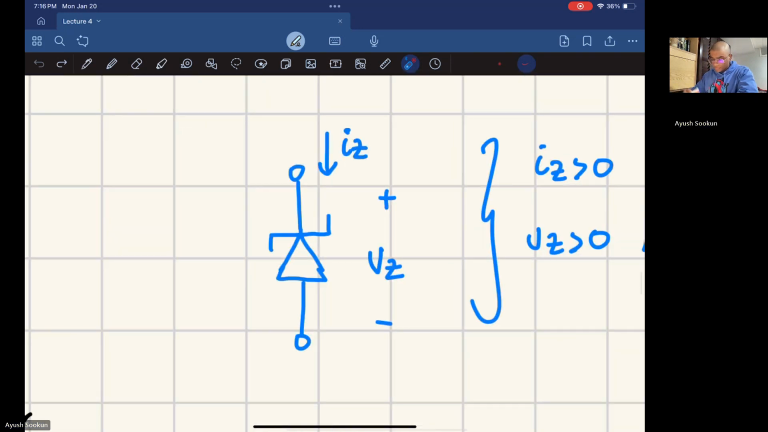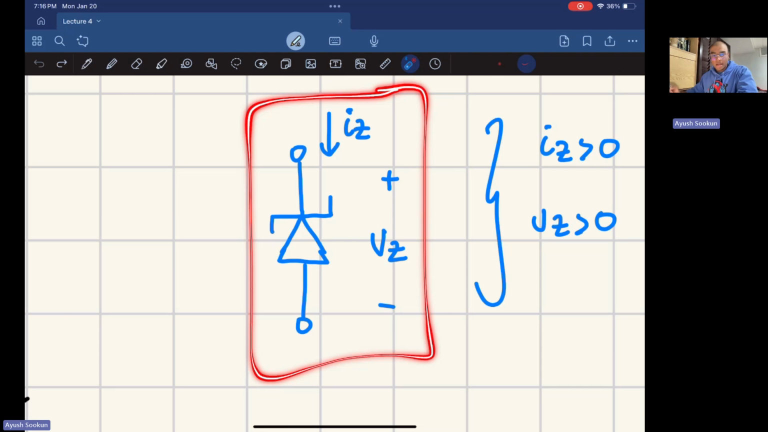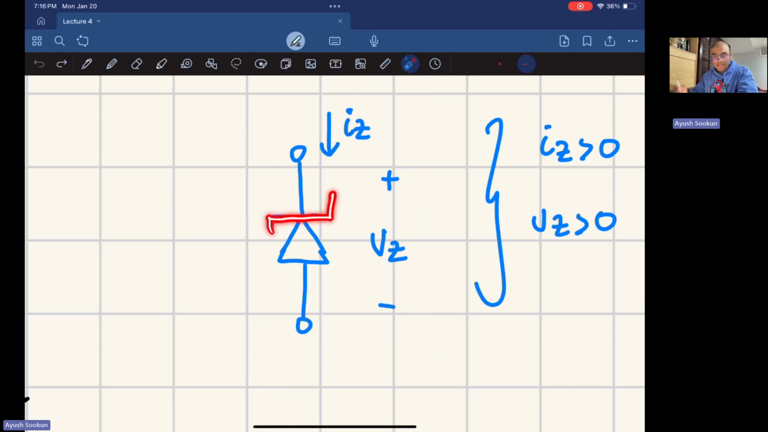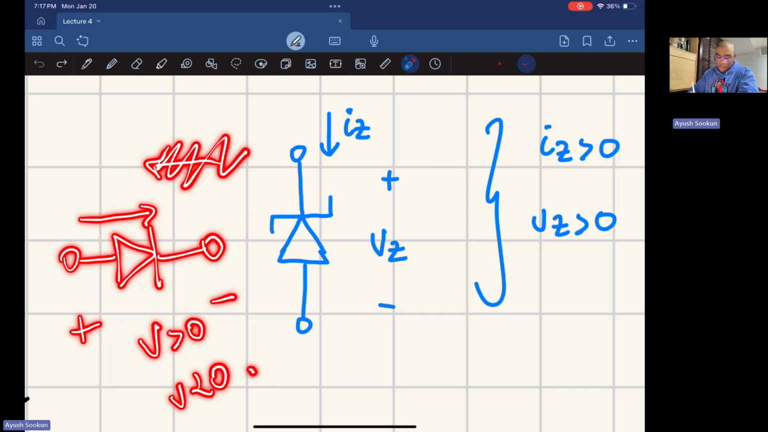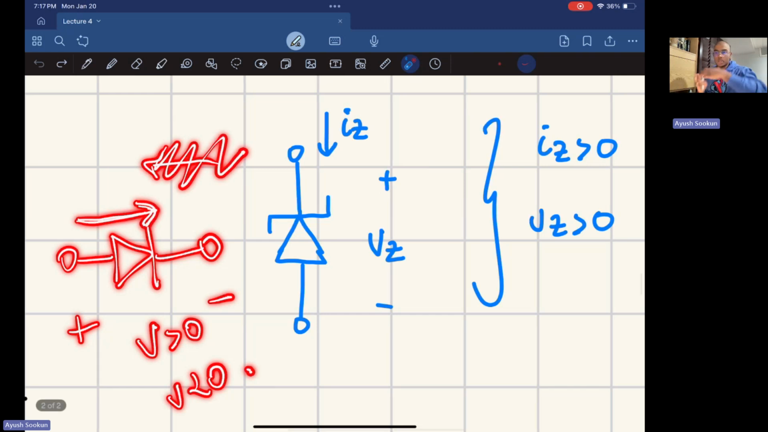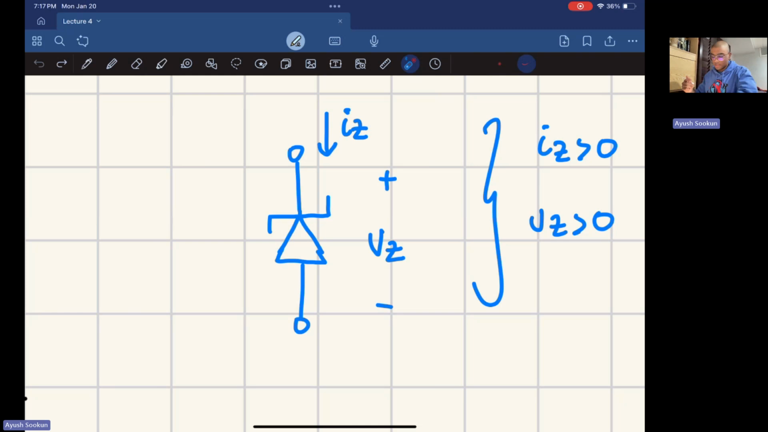Now, here is the schematic of a Zener diode. We just have this Z symbol right here to indicate that it's a Zener diode. The difference from a regular diode is this: if I have a diode here, it's going to have a voltage across it, V. If that voltage is bigger than zero, the current flows in this direction. If the voltage is less than zero, there's no current flow at all. So the current flows in the direction of the tip of the triangle. That's the definition of a diode.